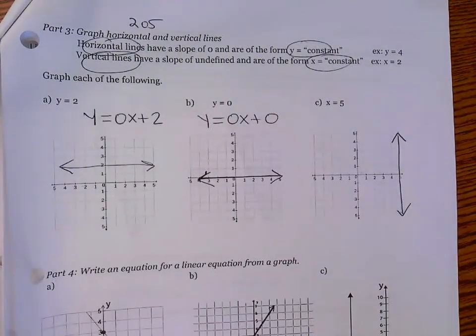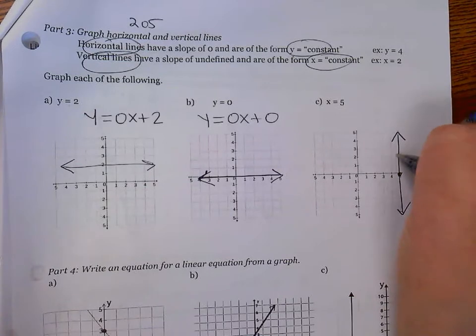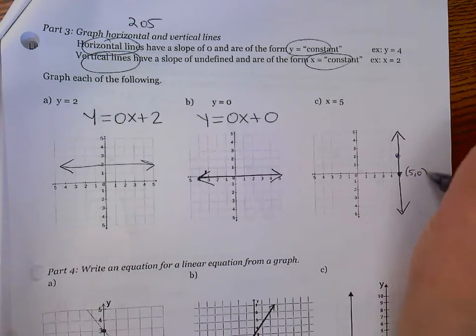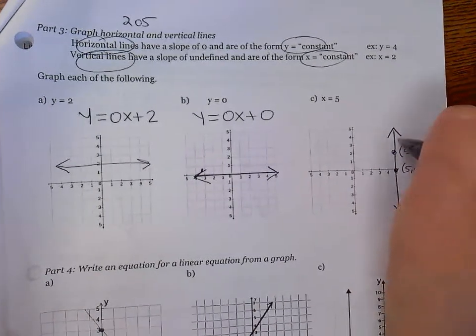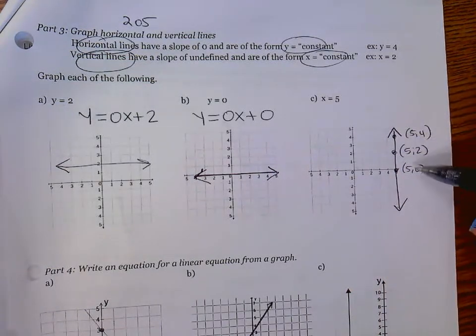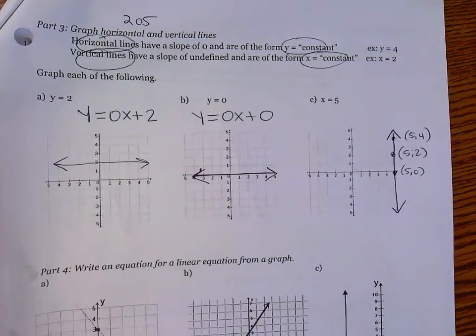And you can check that you have the right answer. So if I just identified a couple points on my line, like this is 5, 0, 5, 2, 5, 4. See how all of my x values are 5? So I know that I did the problem correct. No matter where I am on the line, x is 5. So that's graphing vertical and horizontal lines.